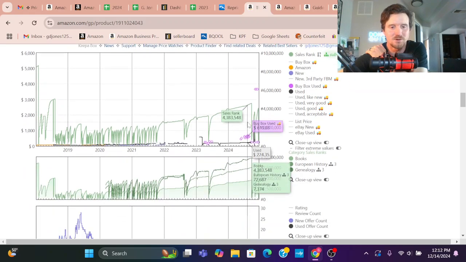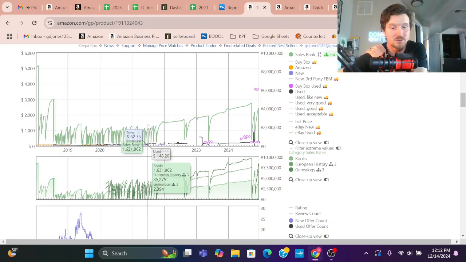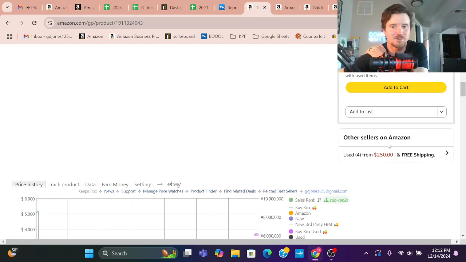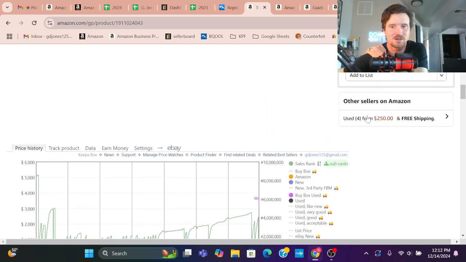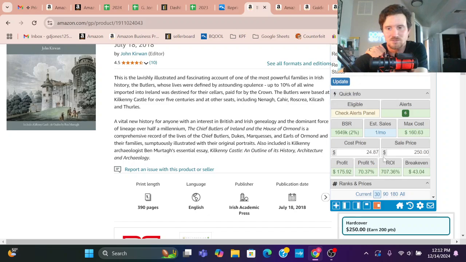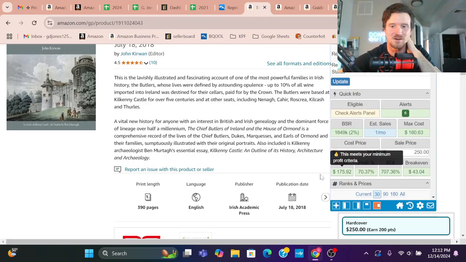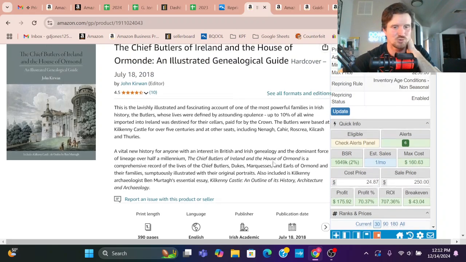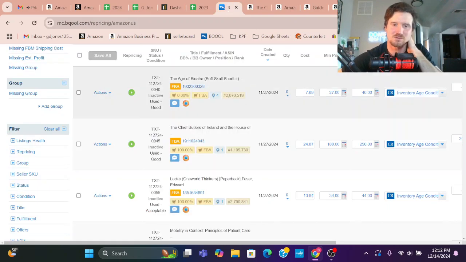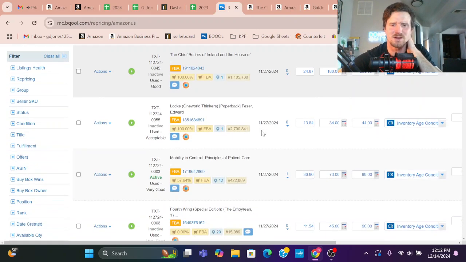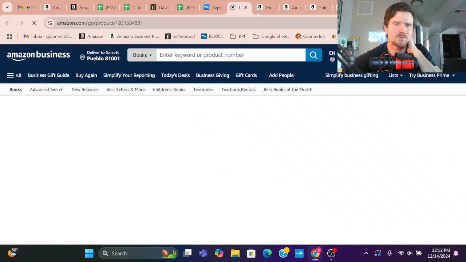So you could make the argument that if you want to get it sold fast, bring it down. But I kind of want to wait out and see if I can get that 250 price, because that would be really nice, especially since I got it for $24, man. That's a huge, it's 707% ROI. At 175 profit, it's massive. So I'm probably going to hold off on that, see what happens, and we'll do one more.